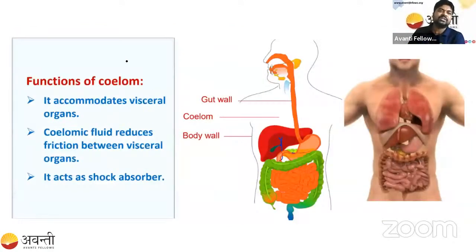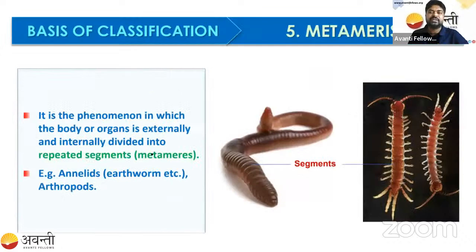So what is the function of coelom? Coelom accommodates visceral organs. Next, coelomic fluid reduces friction between visceral organs. We already discussed it, and it acts as a shock absorber. So moving toward the next part.